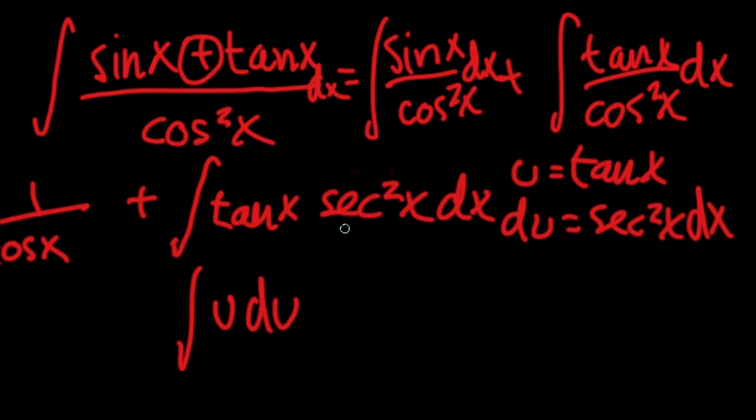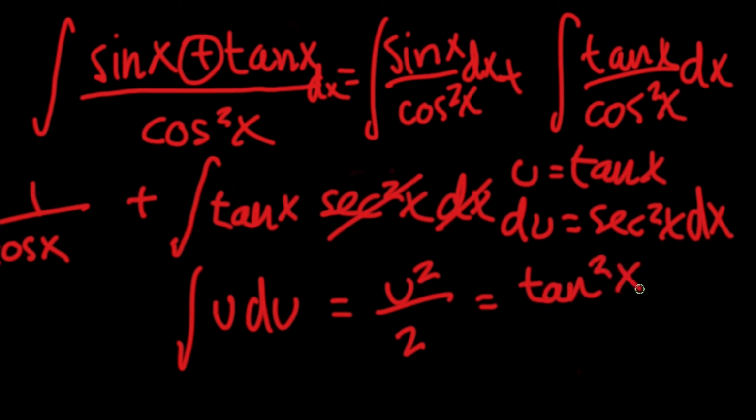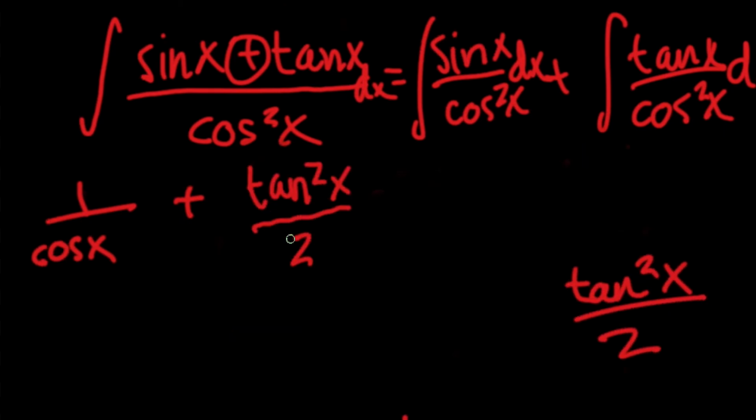Because we got our secant squared x, and that dx cancels to give us du, and our tangent x is just u, and so the integral is going to be u squared over 2, which, when we sub back in our u, we get tangent squared x over 2. So we determined that the derivative of this function is 1 over cosine x, and the derivative of this function is tangent squared x over 2, and that is our final integral.